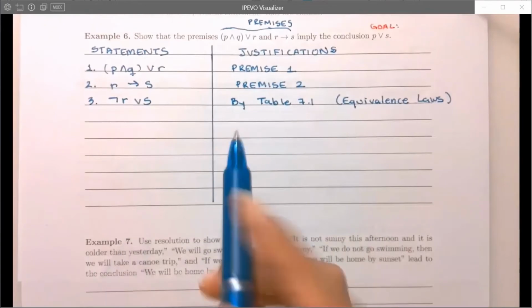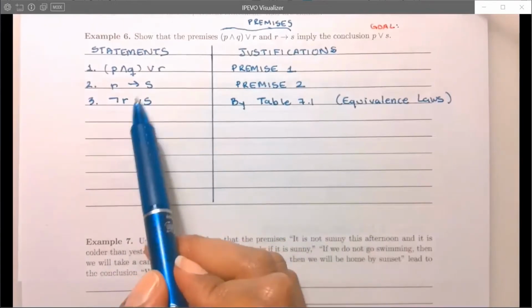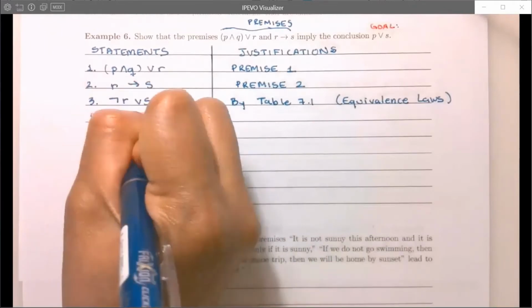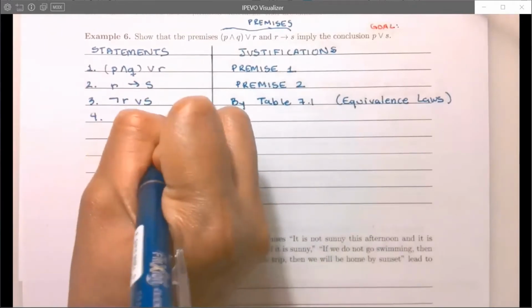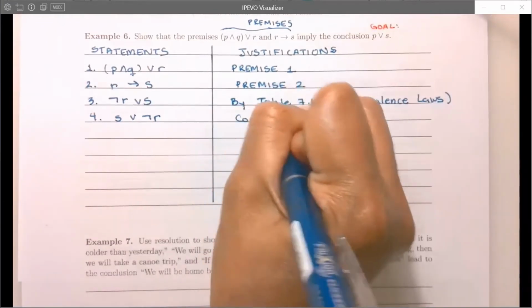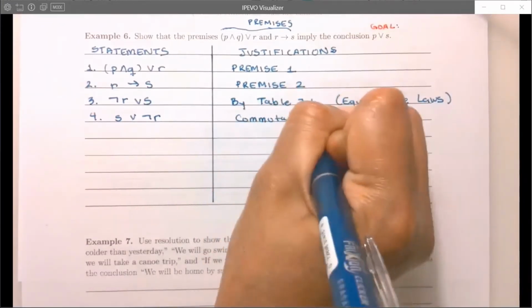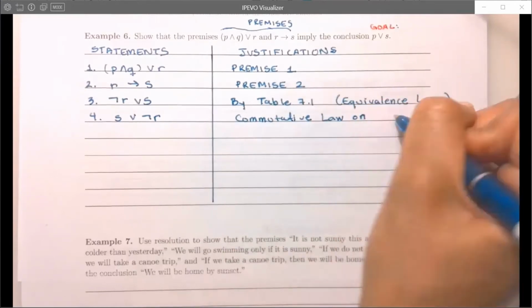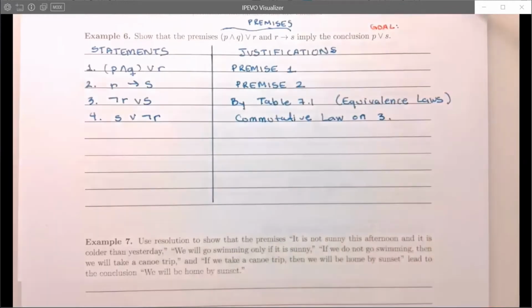And then just so that the negation R and R align, which they don't have to, you can skip this step, but I'll write it just to be complete. Okay, I'll just flip the order. This is a commutative law. Apply it on statement number 3.